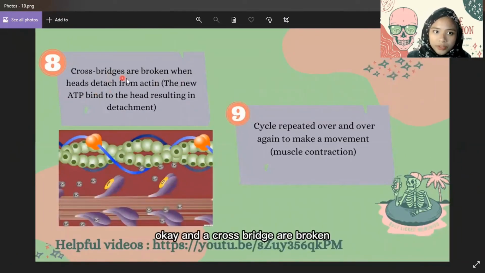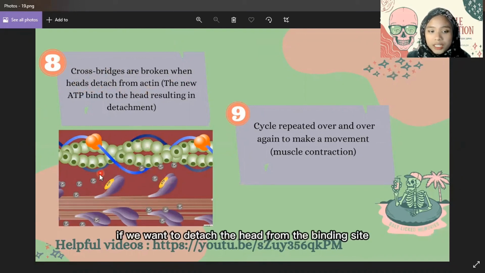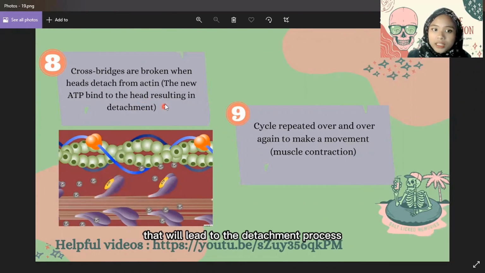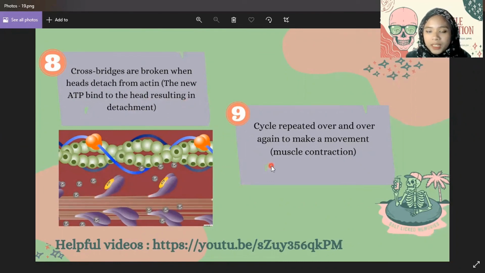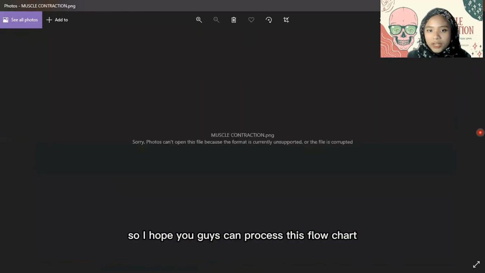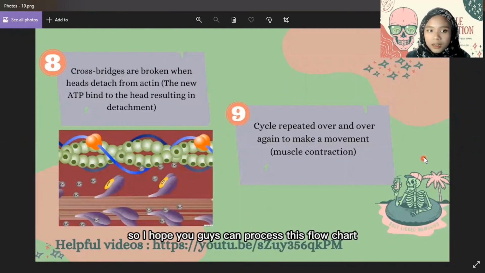The cross bridge is broken when the head detaches from the actin. To detach the head from the binding site, new ATP must bind to the head, which leads to the detachment process. So this cycle will be repeated over and over again to make a movement, which is a muscle contraction. I hope you can process this flowchart very well.